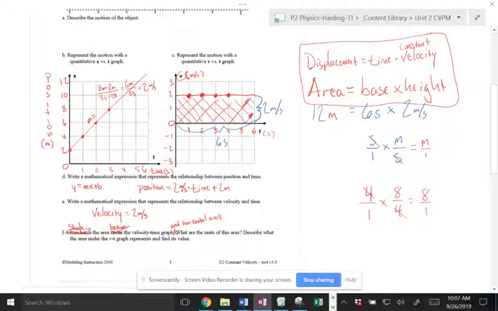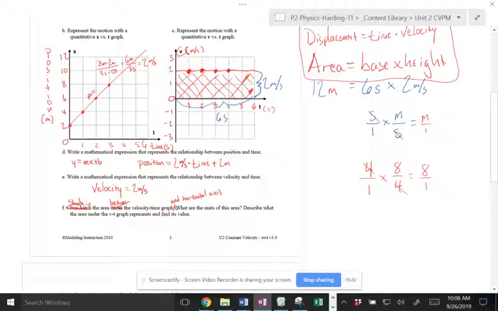Hey, spoiler alert, not always going to be a rectangle. Sometimes going to be maybe a triangle, maybe a trapezoid. Whoa. Okay. So that's why we had to learn that formula. Don't worry, we're not there yet. That's months down the road.